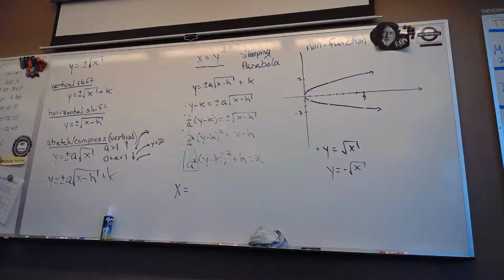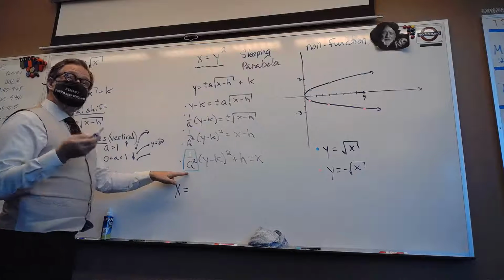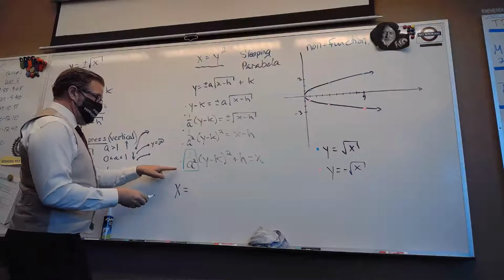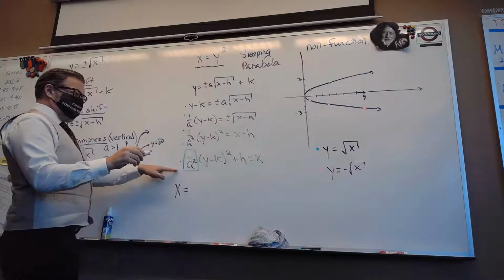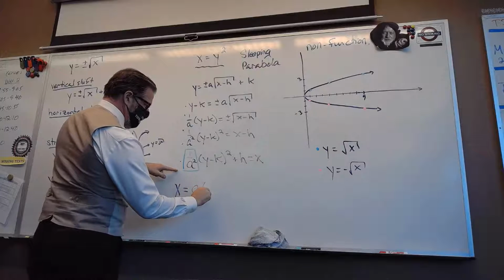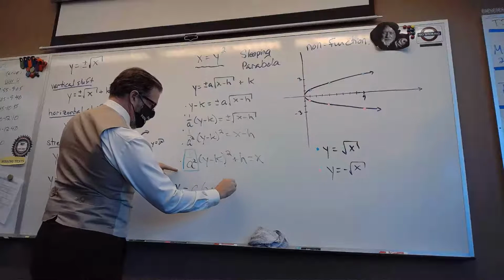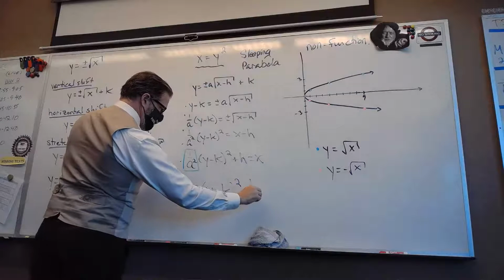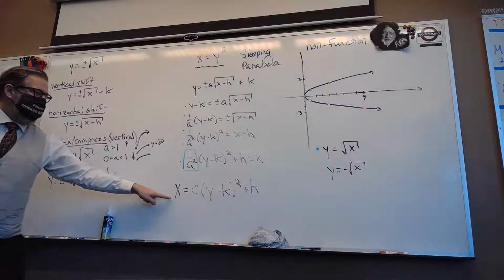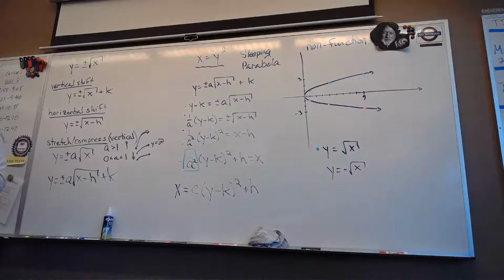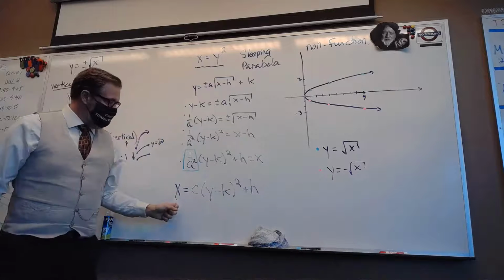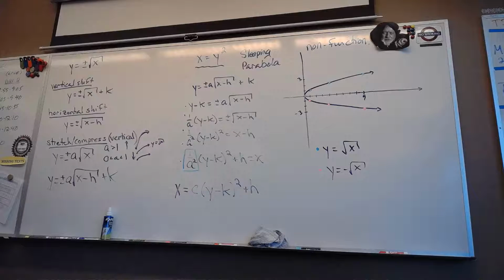And I'm going to have you play around with this in just a second. Right now, I'm going to call this c. I want you to type that into Desmos. You can't type it into your graphing calculator because your graphing calculator requires y equals, and this is x equals. And when it says, do you want to make sliders for c, k, and h, what are you going to do?